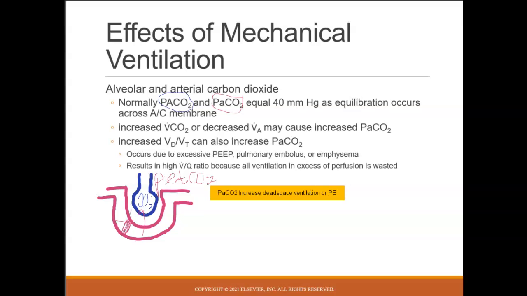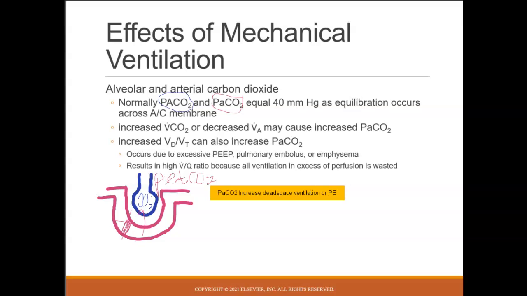So now I have no blood flow here. Because the CO2 is not coming in to get deposited, it stays in the blood. My PETCO2 is going to go down. My PACO2 is going to go down because the blood didn't diffuse across. My PaCO2 is going to increase because that CO2 had nowhere to go. And I'm going to have a big difference between my end tidal CO2 and my arterial CO2.